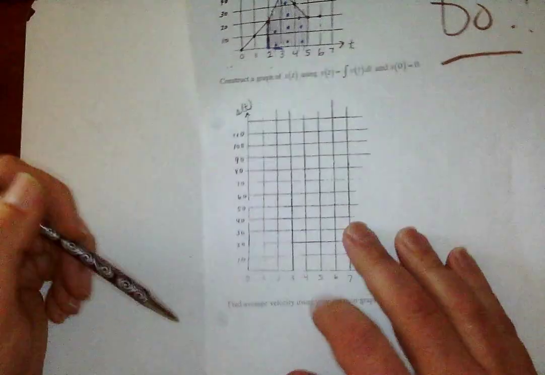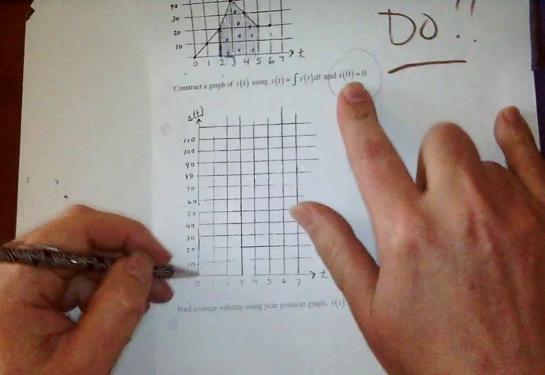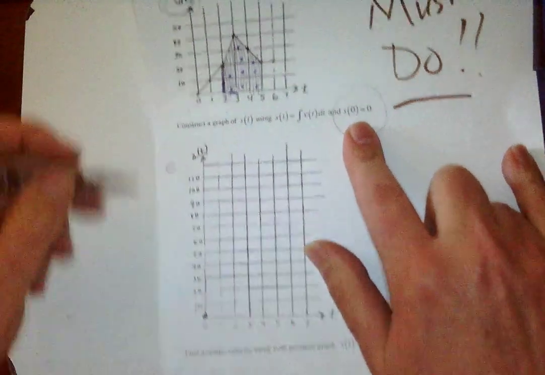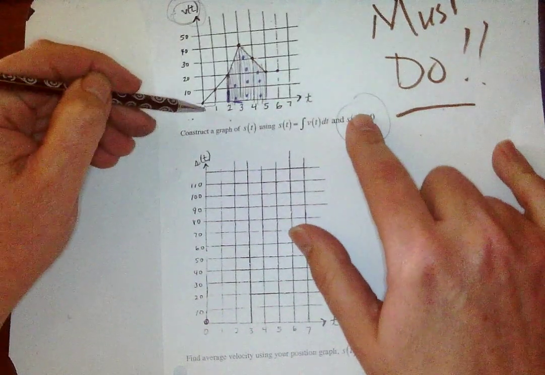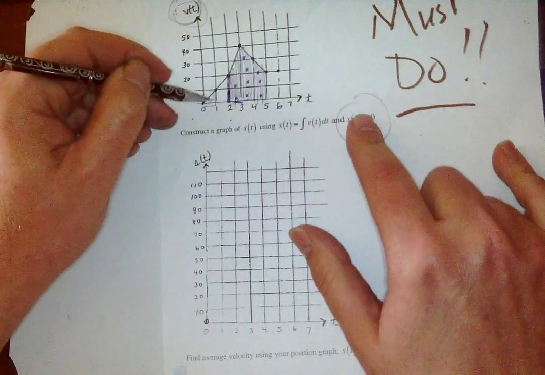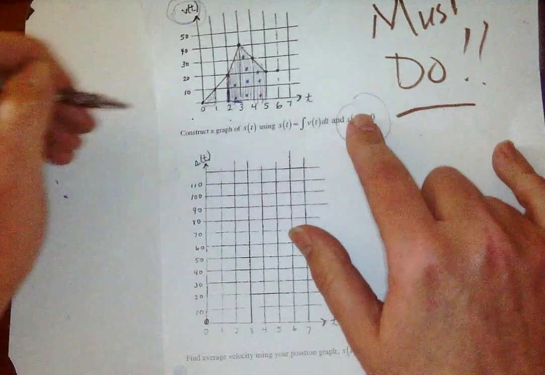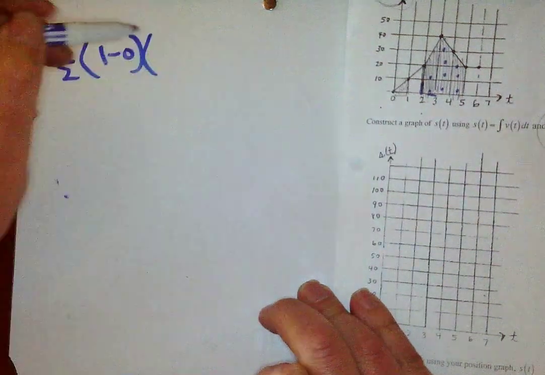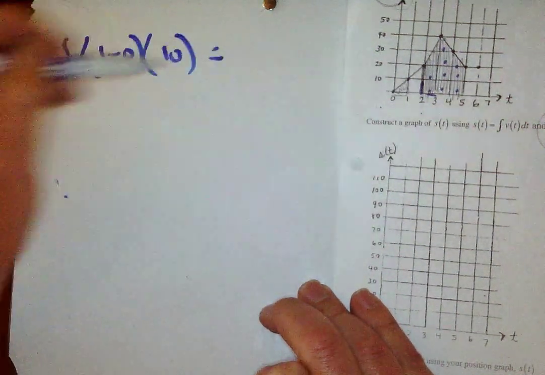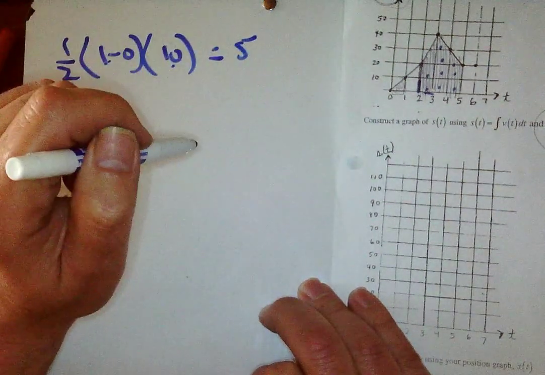Let's see how we're supposed to understand this. I can make a position function from velocity. Sure, I know my initial position. My position at time equals 0 is 0. Then I look over here and I say, okay, velocity from 0 to 1. Well, I got some area here. 1 up, a 1 over, and 10 up. So I'm going to say 1/2 times 1 minus 0 times a height of 10. And so what do I get? I get 1 times 10 divided by 2 is 5.